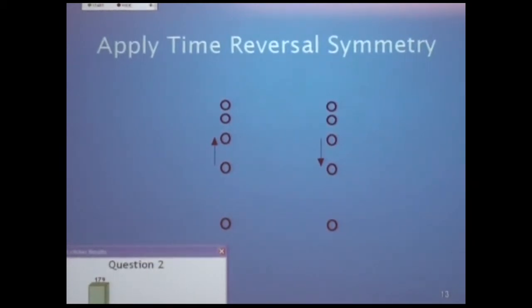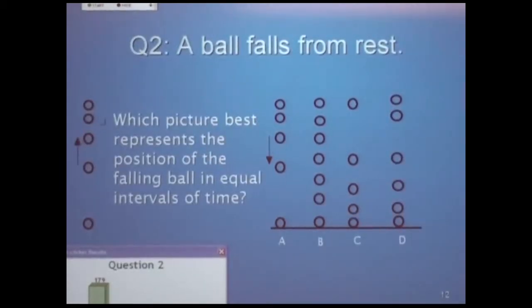Okay? So when you apply time reversal symmetry to this picture, you should get this picture. This picture says that the speed of the ball does not change as it falls. This picture says that the ball is moving fast first, and then slowing down. And this picture says it's speeding up and then slowing down. So all of these are wrong. This is the direct symmetric combination of that. So that's how we use symmetry to figure out what's going to happen in situations that we cannot observe.